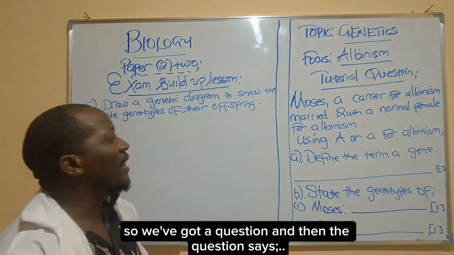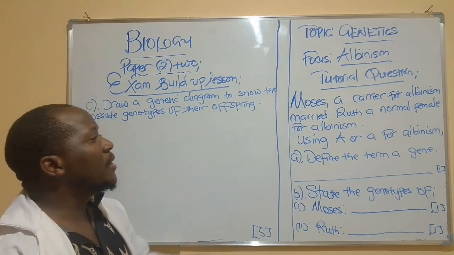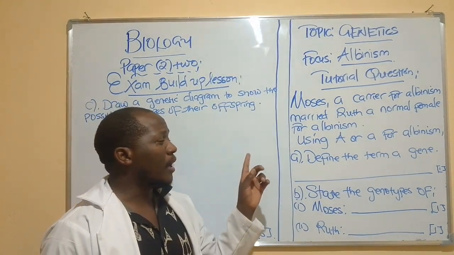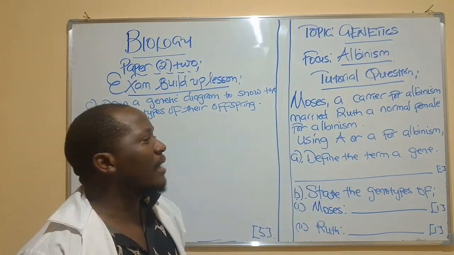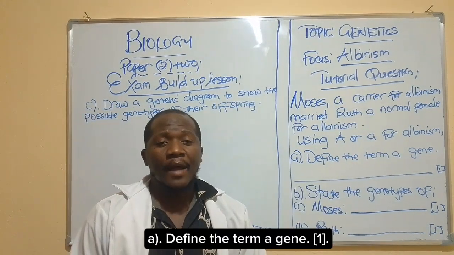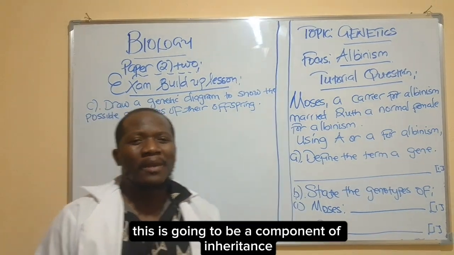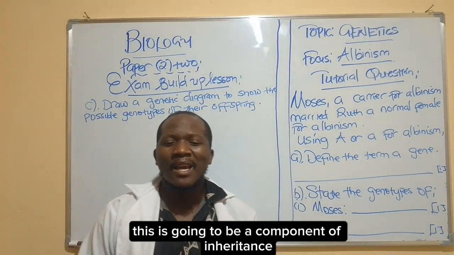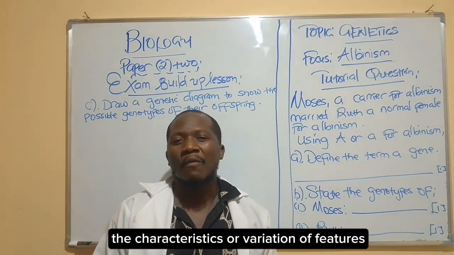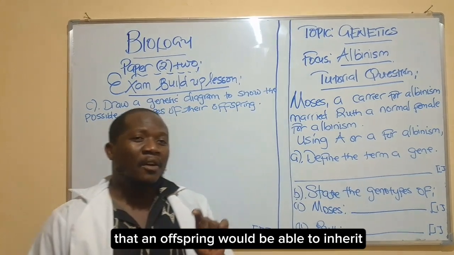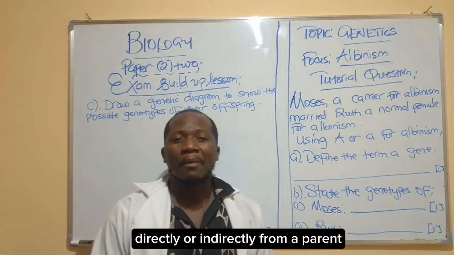So we've got a question, and the question says, Moses, a carrier for albinism, married Ruth, a normal female for albinism. Using a gene of capital letter A or small letter a for albinism, (a) define the term gene. When we talk about a gene, this is a component of inheritance that simply brings about all the characteristics or variation of features that an offspring would inherit directly or indirectly from a parent.